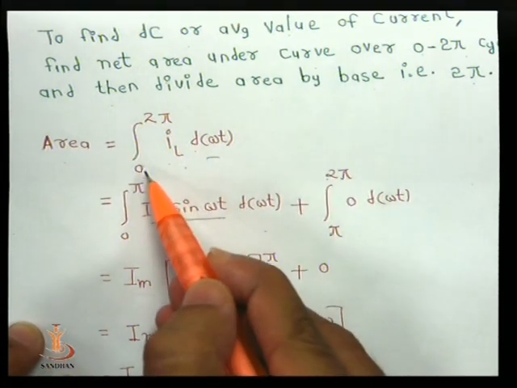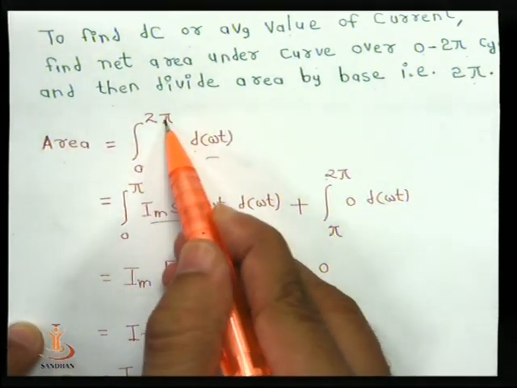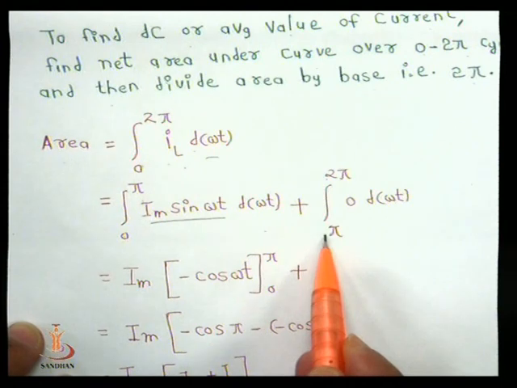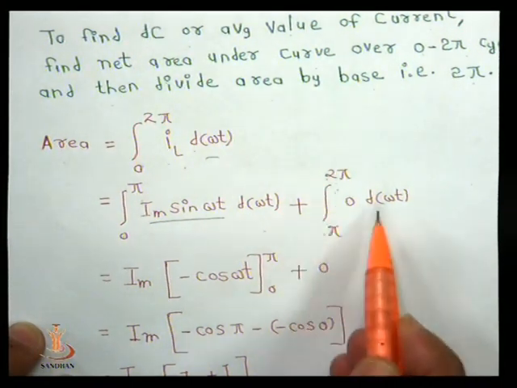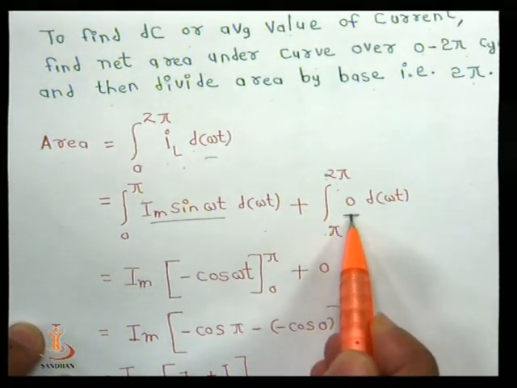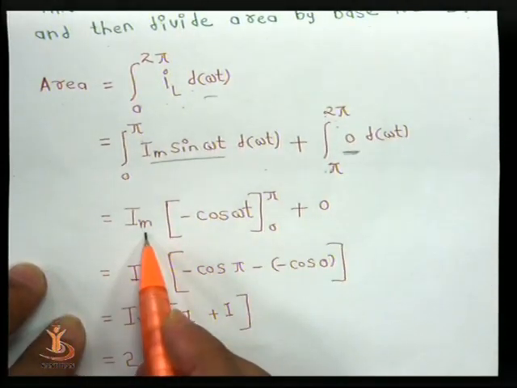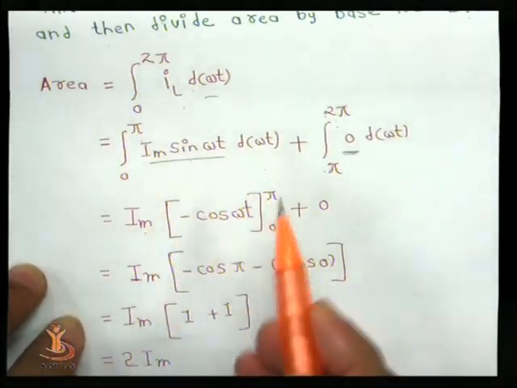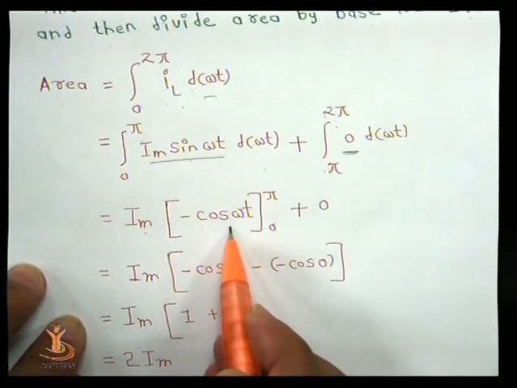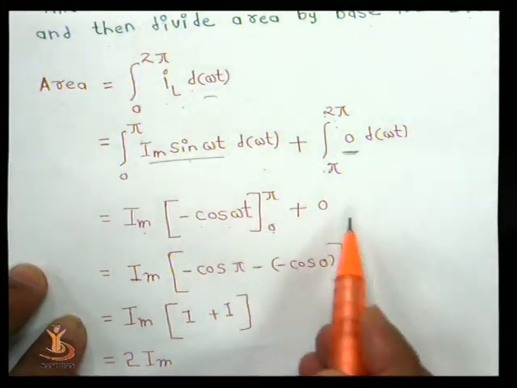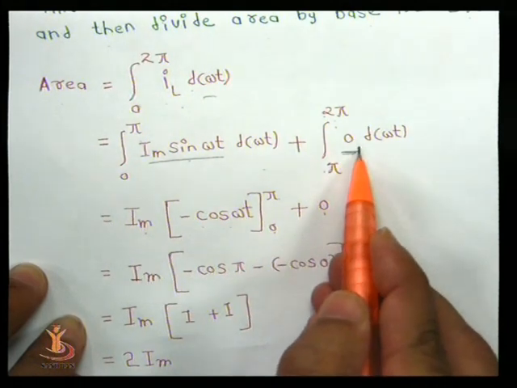What we are doing is dividing the integration into two parts, 0 to pi and pi to 2 pi. But from pi to 2 pi there is no current, so I'm writing this as 0. Now Im is constant, the maximum value. The integration of sin omega t is minus cos omega t, from 0 to pi, and 0 is for this one.